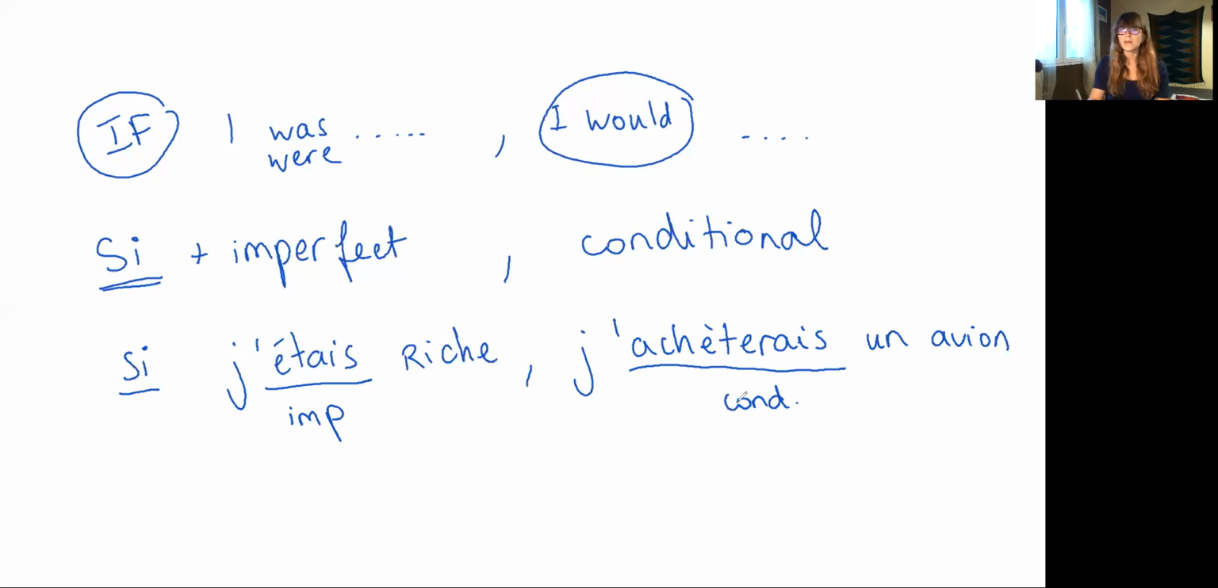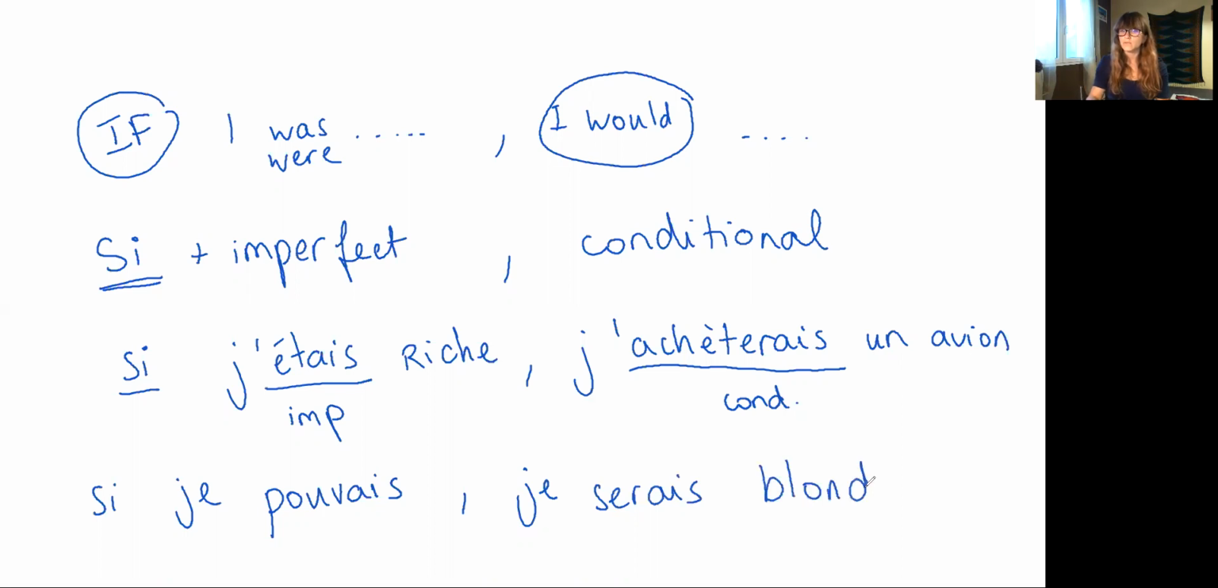That is the structure that we're expecting you to do. So another example would be si je pouvais, if I could, I would be blonde. Oh, sorry, I'm actually writing in English. So if I could, I would be blonde. So si je pouvais, je serais blonde. There we are. Okay. If, then you have the imperfect, then you have the conditional.